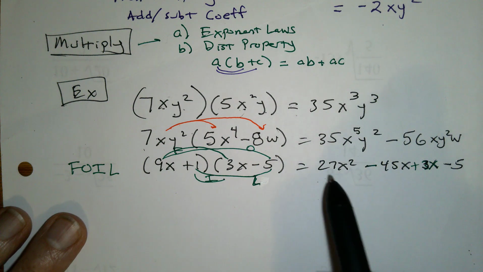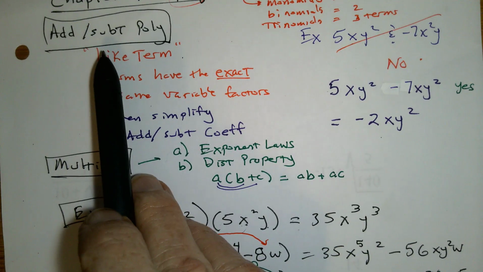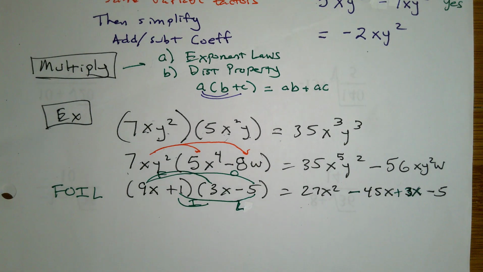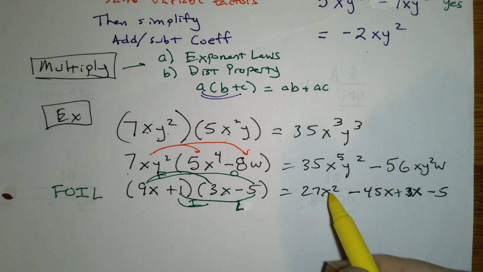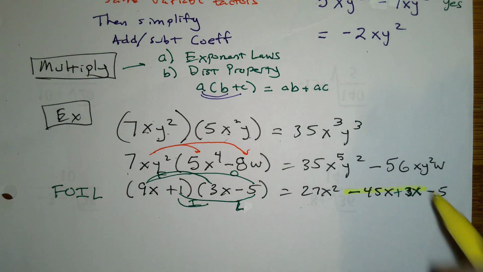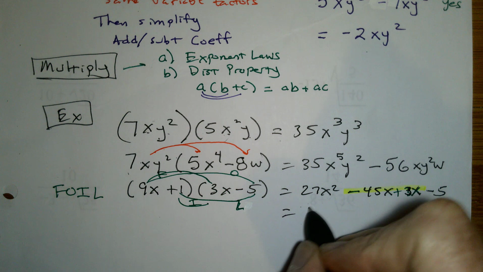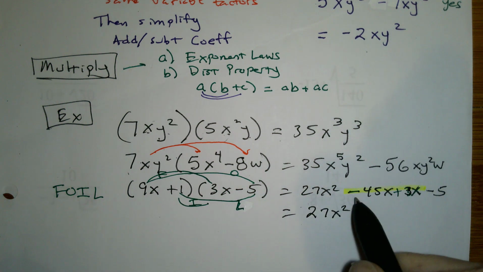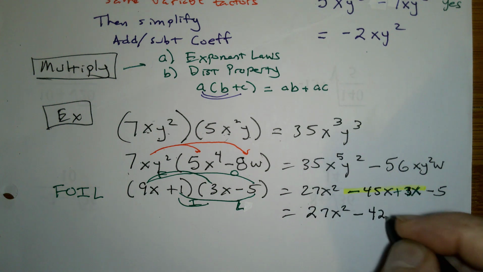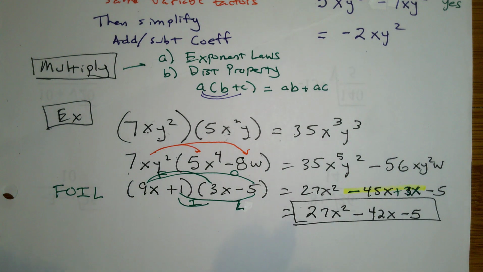And we can simplify, but that takes us back to adding and subtracting. So after we did all the multiplying, do we have anything we can add and subtract? And we sure do, because this is second power. This is first power and first power. Second power doesn't have anything like, but these two do. They are like terms. So I can simplify to 27x squared. Negative 45x plus 3x is minus 42x minus 5. There's the simplified answer for that multiplication.